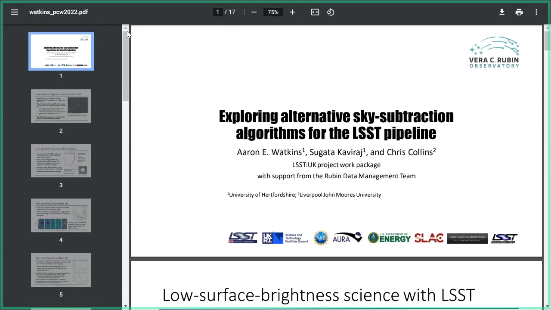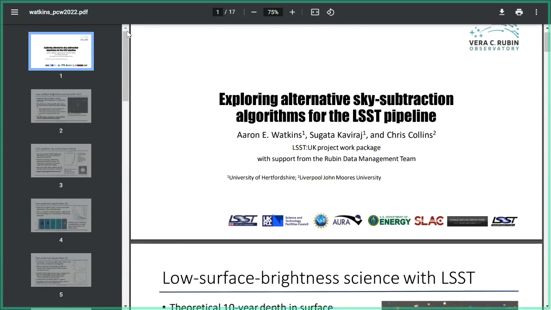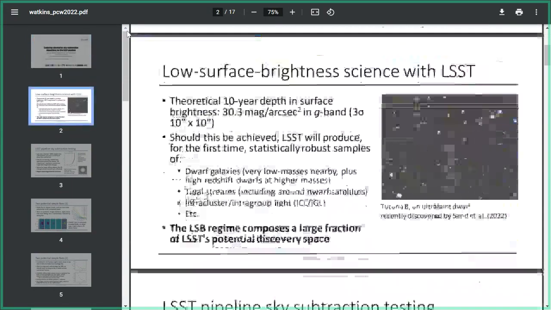Okay. Yeah, so following up on Lee's talk, I'm going to be discussing some work that we've been doing looking into the LSST pipeline sky-subtraction, just how well it seems to be performing for LSB science. We've been looking into a number of potential alternatives that might do a little bit better. So I'm just going to scroll down because the page down thing isn't working.